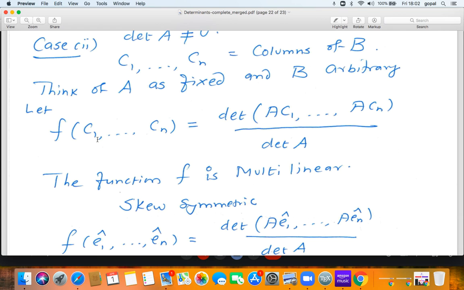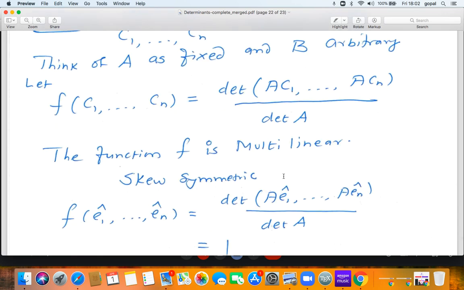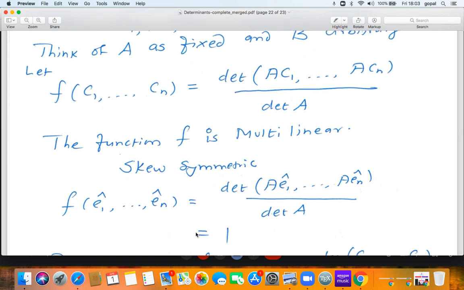Normalization: I have to calculate the value of f at E1 cap, E2 cap, ..., En cap. What is that going to be? Determinant of A E1 cap, comma, ..., A En cap. What is A E1 cap? The first column of A. What is A E2 cap? The second column of A. So what is the numerator? Determinant of A. What is the denominator? Determinant of A. So what's the value? 1. The normalization condition is also satisfied.